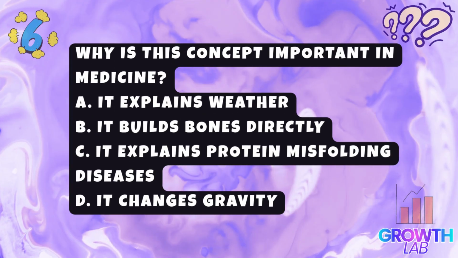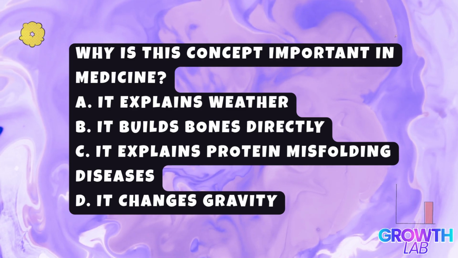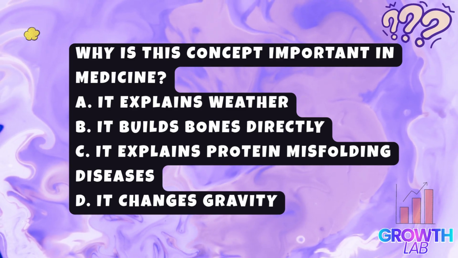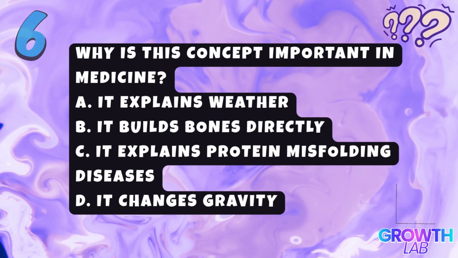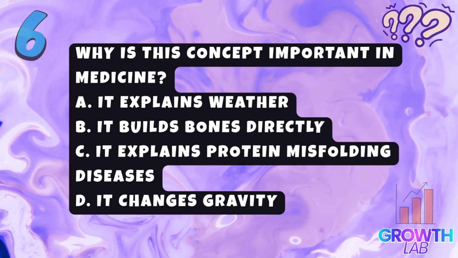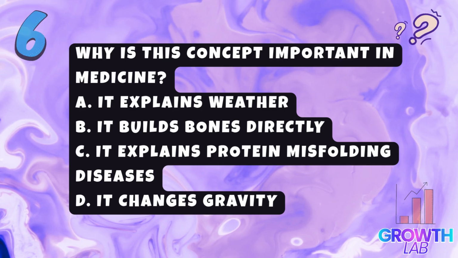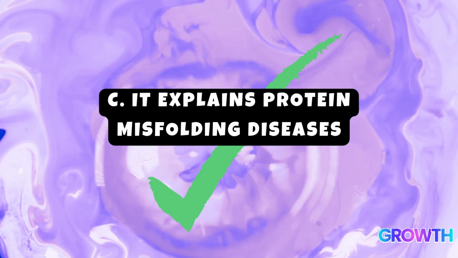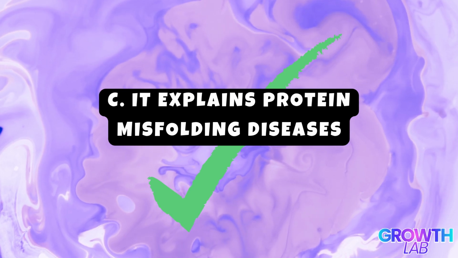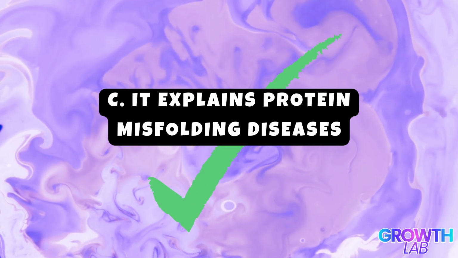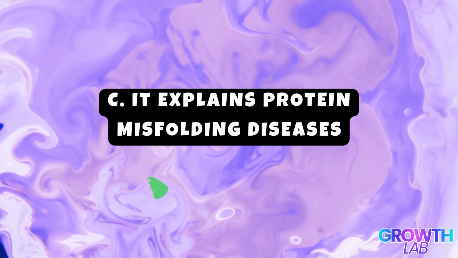Question 6. Why is this concept important in medicine? Answer options are: Option A, it explains weather. Option B, it builds bones directly. Option C, it explains protein misfolding diseases. Option D, it changes gravity. Correct option is option C, it explains protein misfolding diseases, because altered folding can cause disease.